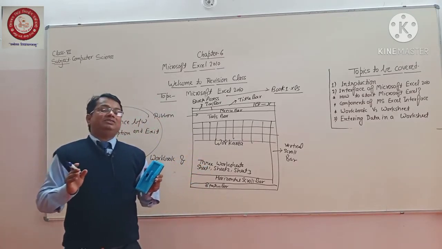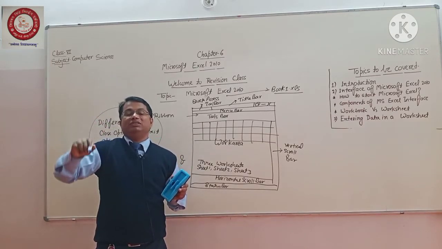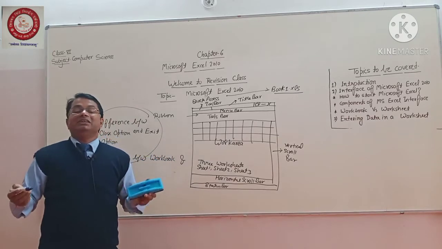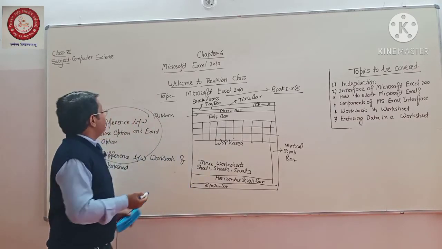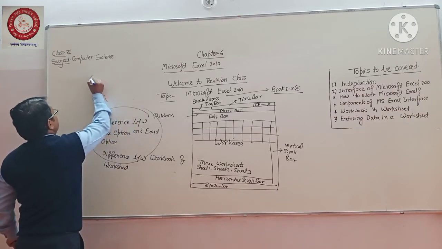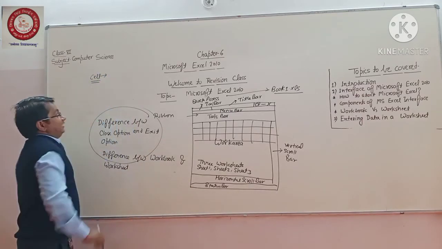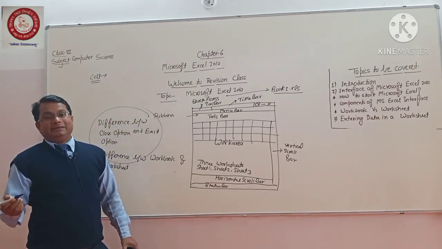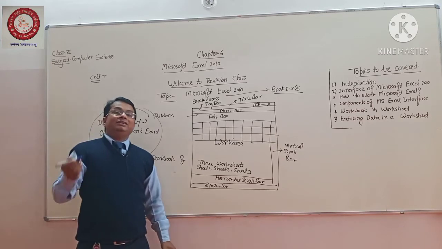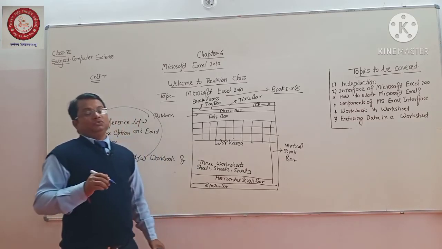Grid-like area means some rows and some columns that intersect with each other, and once the intersection is done, the cell appears. Right? So right now, just focus on the cell. A cell is nothing but the intersection between rows and columns.